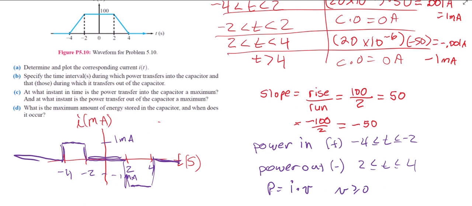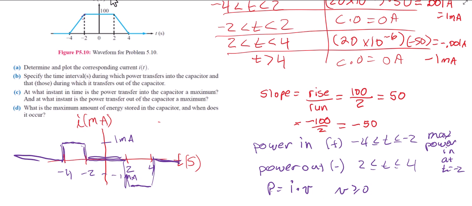So the next question is, at what instant in time is the power transfer into the capacitor a maximum, and at what instant is the power transfer out of the capacitor a maximum? Well, we can see that we have power in from negative 4 to negative 2. And if you look at what you would get if you multiplied these two graphs together, you can see you would have your highest point right here at negative 2. That would be the biggest number here times here. And so you have your max power in at t equals negative 2.